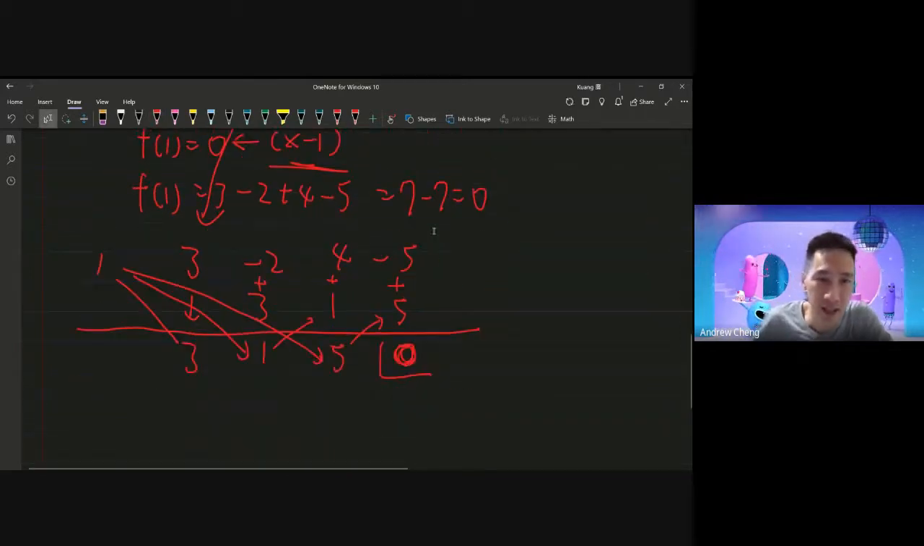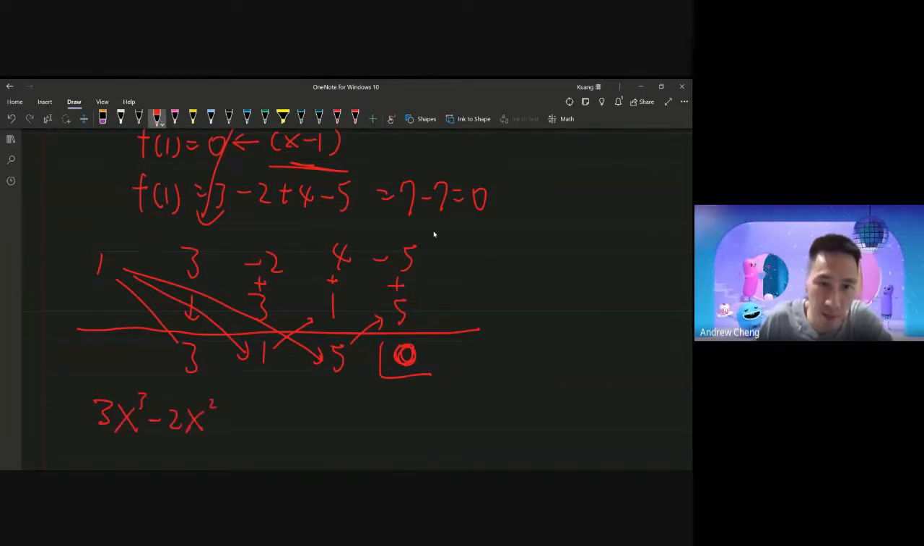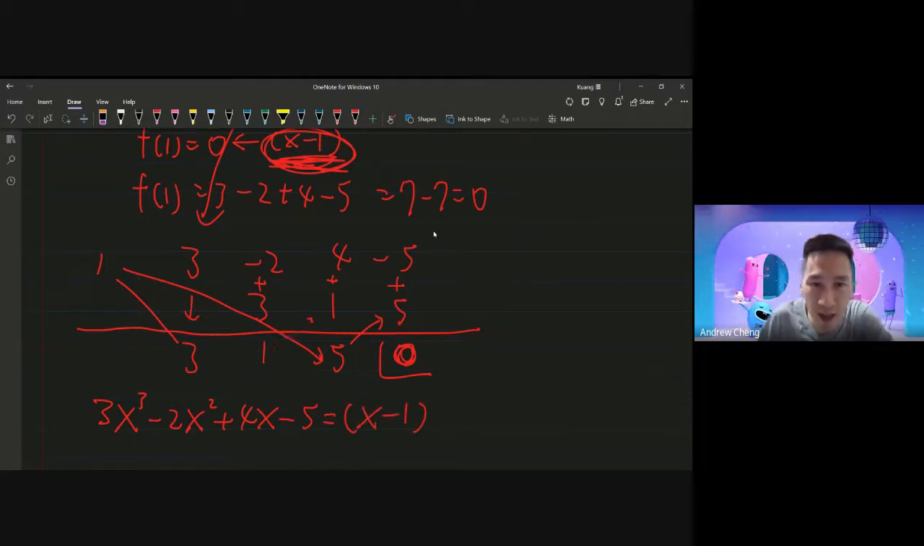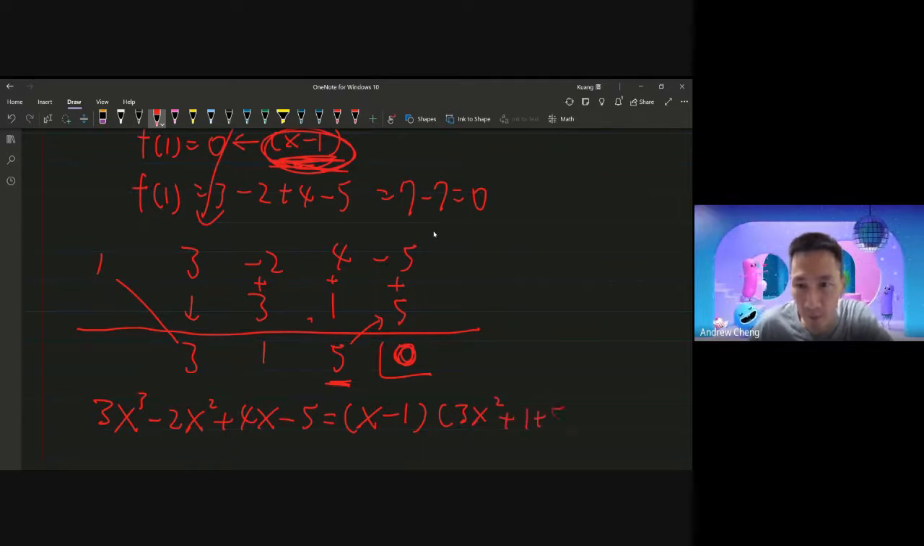Right? I would say 3x cubed minus 2x squared plus 4x minus 5 equals, this is your divisor, times the quotient. The quotient here is not 3 1 5. Actually, it will be 3x squared plus x plus 5. Okay, if you start from this number, this is the constant term, this is your x term, and this will be your x squared term, this one, 3. So x minus 1 times 3x squared plus x plus 5.